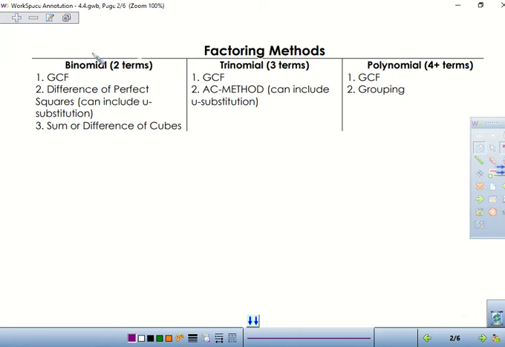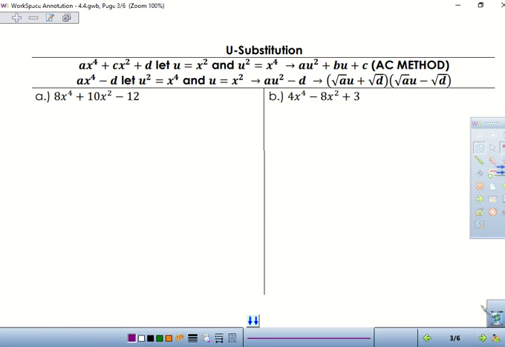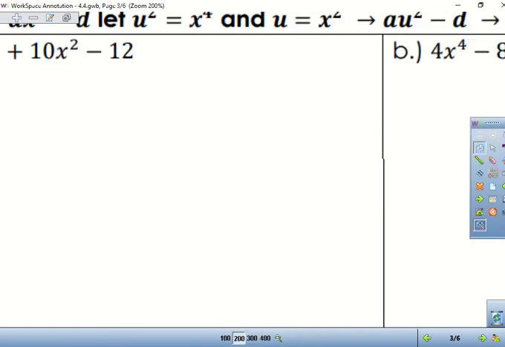So if you have a binomial that's two terms, these are really the only approaches you can take. You either have GCF, difference of perfect squares, or sum and difference of cubes. So if one of those numbers or variables is cubed, you know you use that method. When you have a trinomial, GCF and then AC method. And then polynomial, GCF, and grouping. All right, so first we're going to talk about U substitution.